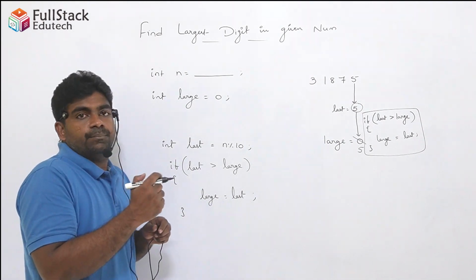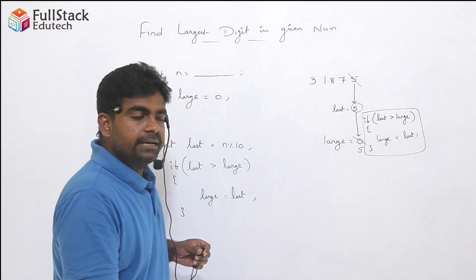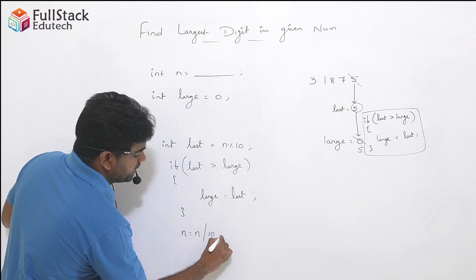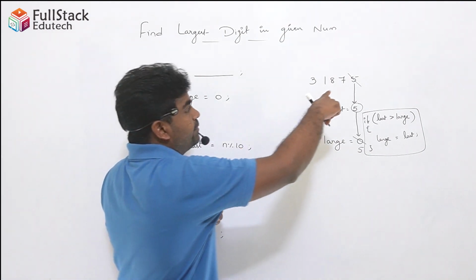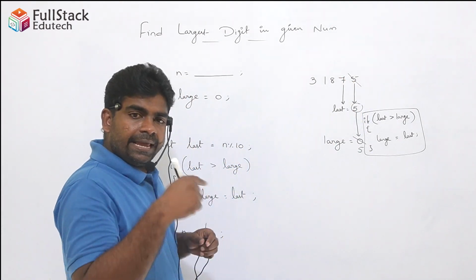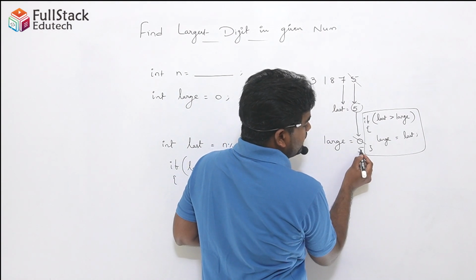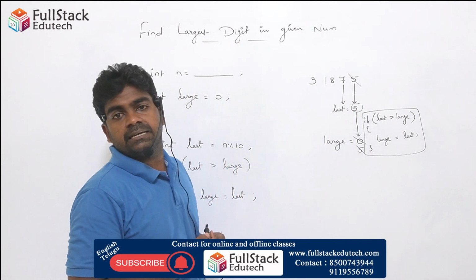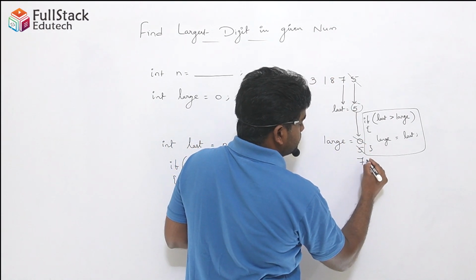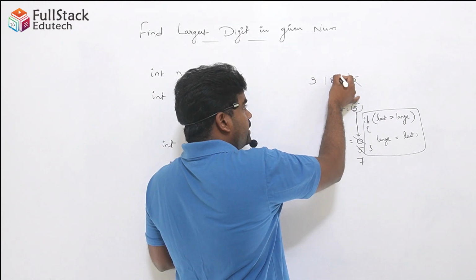So once it is completed, working with the 5 is completed. Then remove the digit. How can we remove? n is equal to n by 10. That 5 is removed. Now 7 will come. Now again the same story. Look at this. If 7 is greater than 5, yes, it is true. Then store that 7 here. Then again after that the digit will be removed.